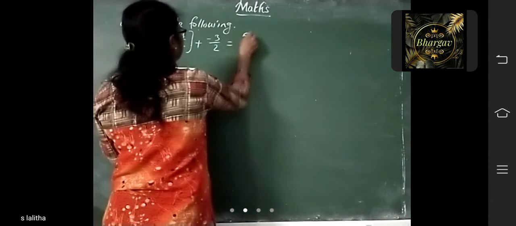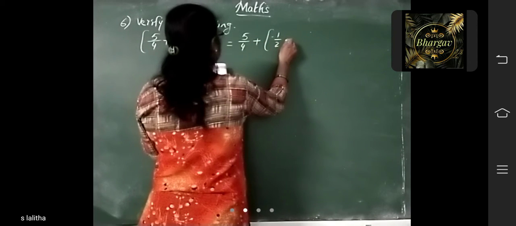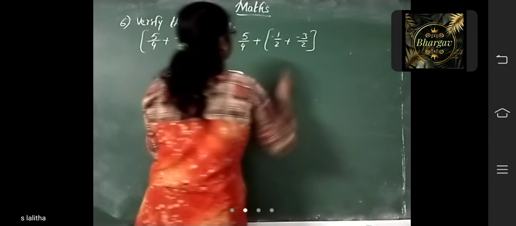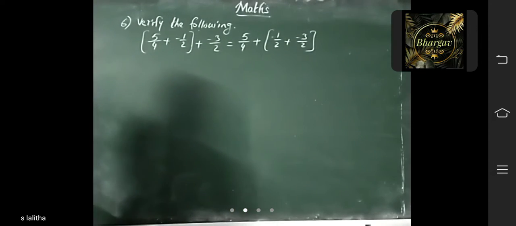Next question, see children, the sixth one. Verify the following: 5 by 4 plus of minus 1 by 2 plus minus 3 by 2 is equal to 5 by 4 plus minus 1 by 2 plus minus 3 by 2. So you have to verify these two.